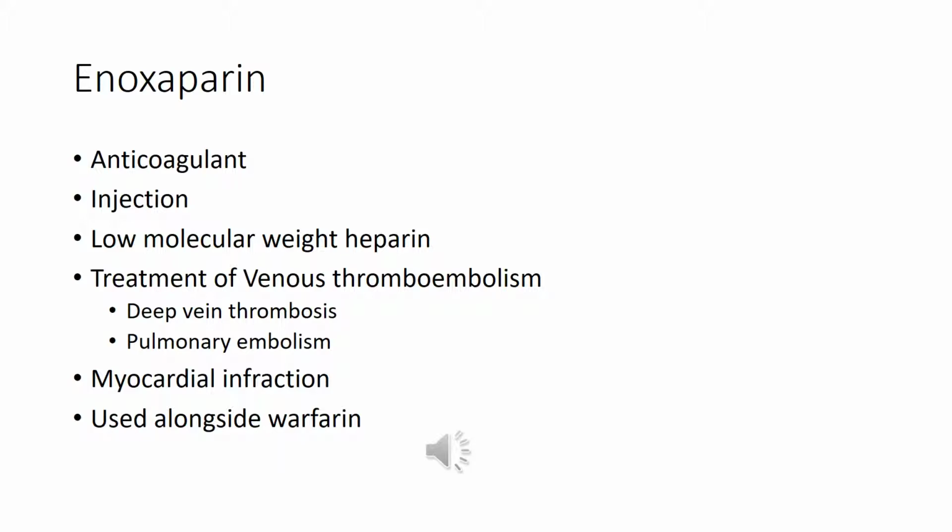Enoxaparin is used in the treatment of venous thromboembolism. This includes deep vein thrombosis and pulmonary embolism. It can also be used in the treatment of myocardial infarctions. Enoxaparin is often used alongside other anticoagulation medications such as warfarin.